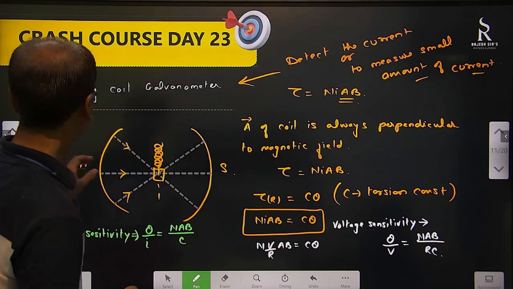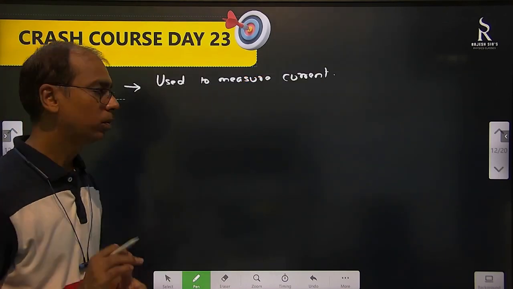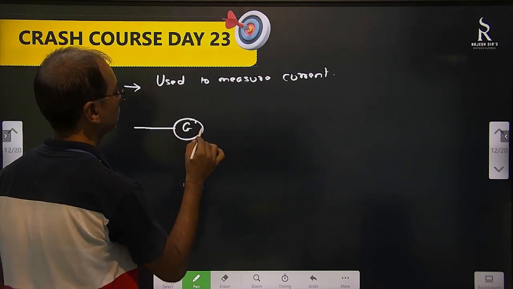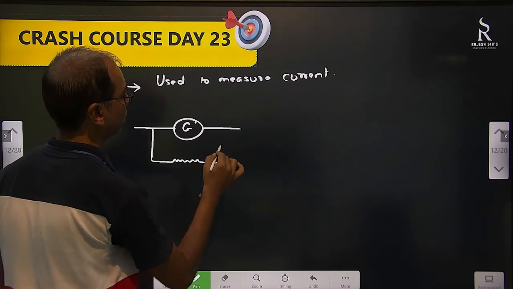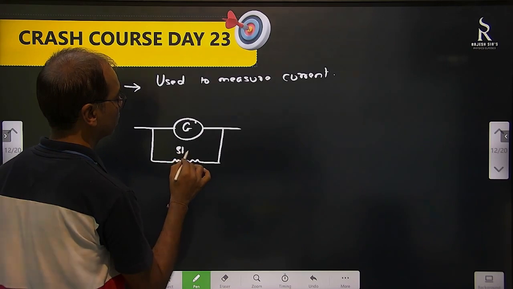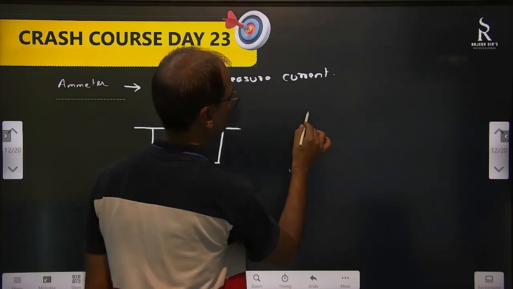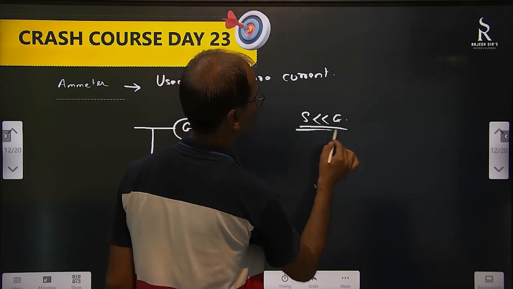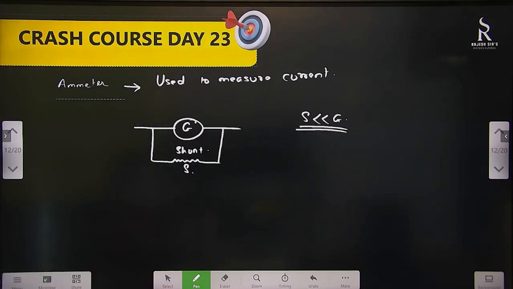So then how do we make an ammeter out of that? How do we make sure that the galvanometer is not broken? What we do is, we take the galvanometer, and we connect one small resistance in parallel. We call this a shunt. Its resistance is S, and this S is small as compared to the resistance of the galvanometer. The resistance of the shunt is very small as compared to the resistance of the galvanometer.